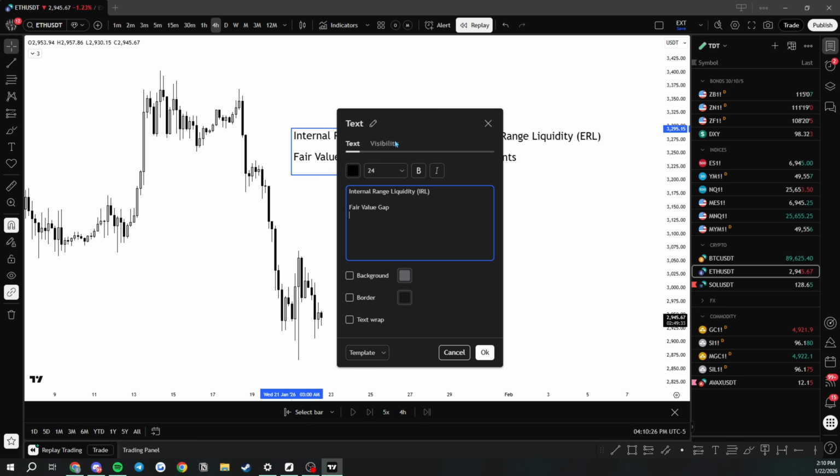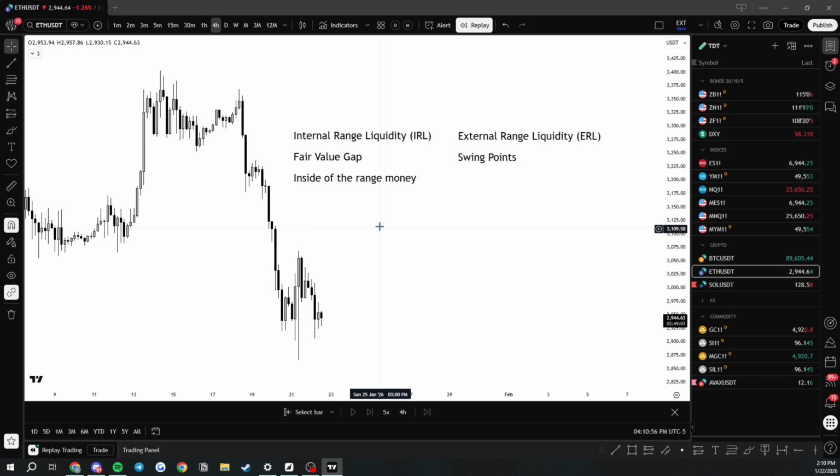Okay, so cool. We'll get to that in a second. So internal range liquidity, let's just break down the word, right? Internal meaning inside of the range. Liquidity is another fancy word for saying money. So inside of the range money, which kind of sounds a little bit weird, but we'll leave it like that for now, and we'll explain it more in a second.